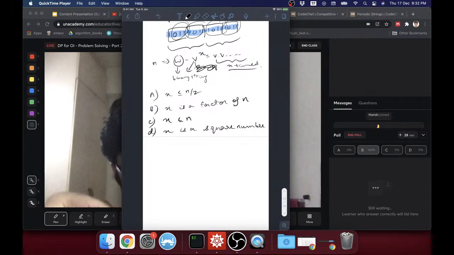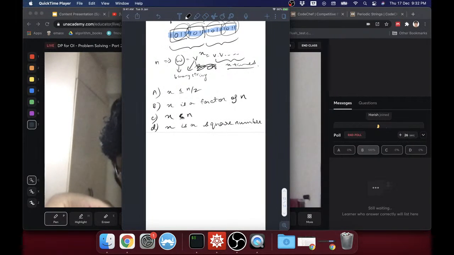So obviously x should be less than or equal to n. That's trivially true because you can't concatenate more than n times to make a string of length n, correct? But this is also not useful to us. We already know that. It's pretty easy to say this. x must be a square number. This is wrong actually. This is not the property.